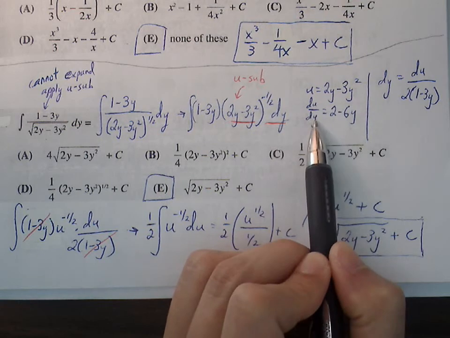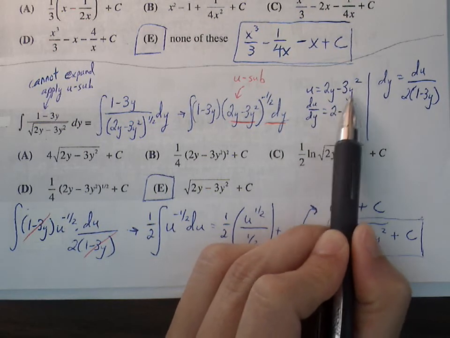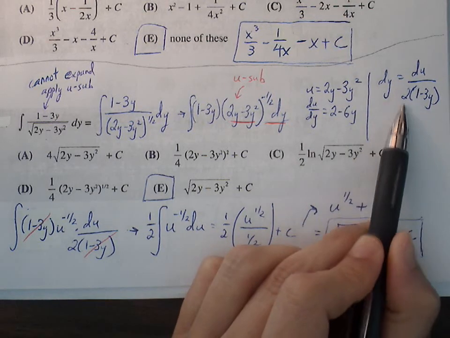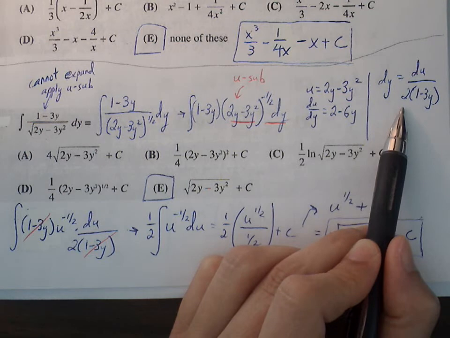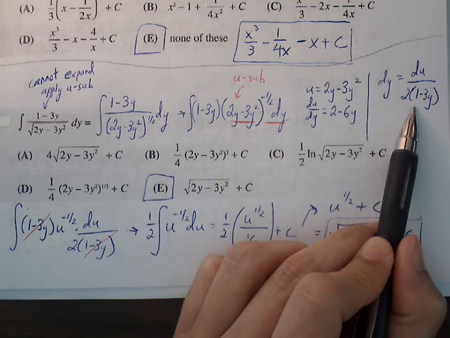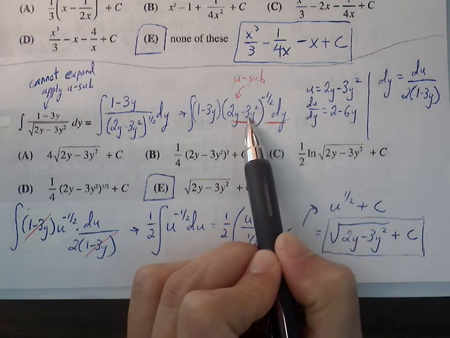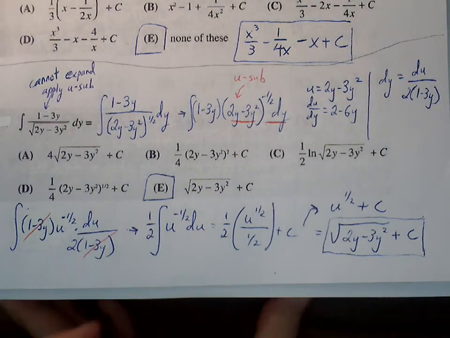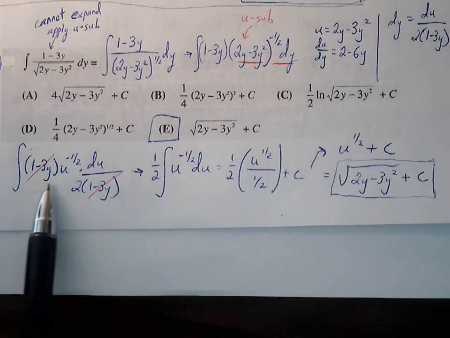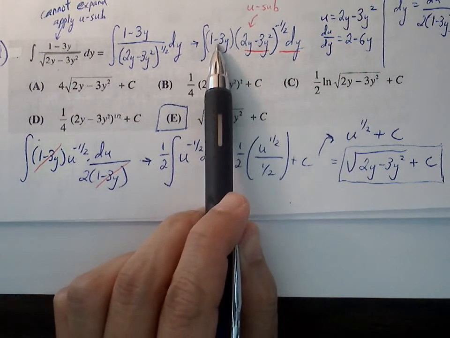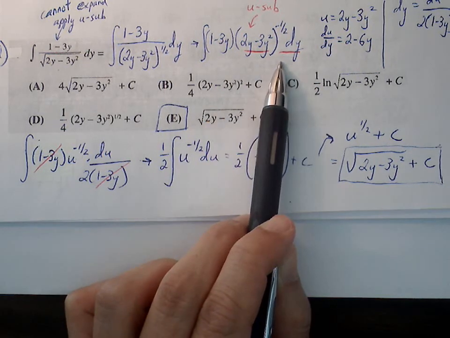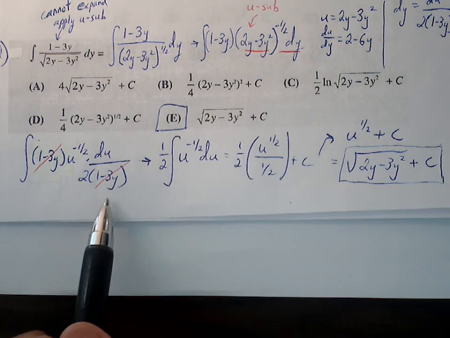So du over dy, 2y becomes 2, 3y squared becomes 6y. We cross multiply, we get dy is equal to du over 2 minus 6y, which I can factor as 2 parentheses, 1 minus 3y. So I have a substitution for my parentheses, I have a substitution for dy. I make those substitutions back into the problem. So this set of parentheses turns into a u. The dy becomes du over 2 parentheses 1 minus 3y.